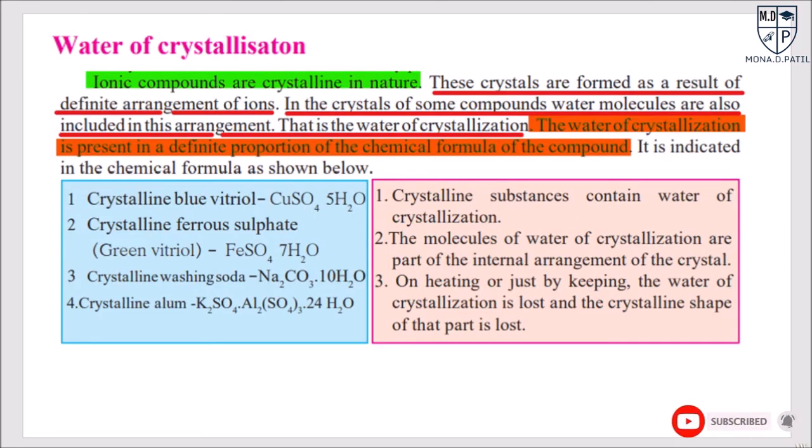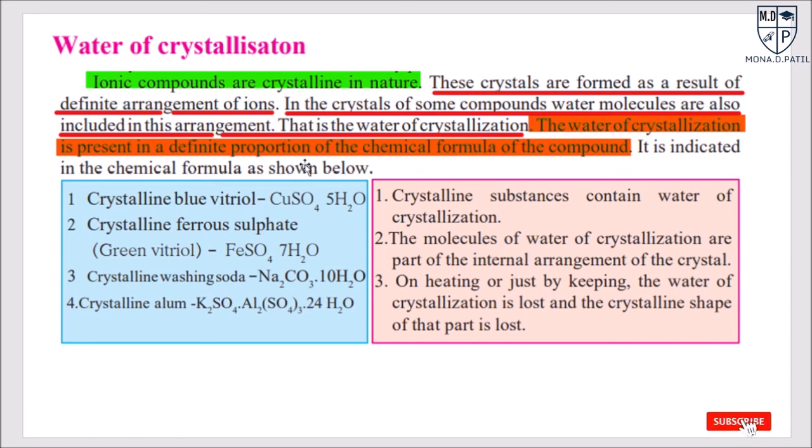Now, water of crystallization, a last point of this lesson. Ionic compounds are crystalline in nature. So these crystals are formed as a result of definite arrangement of ions. In the crystal, some water molecules are also included in this arrangement, that is the water of crystallization. So along with the crystalline compound, some molecules of water are also present.